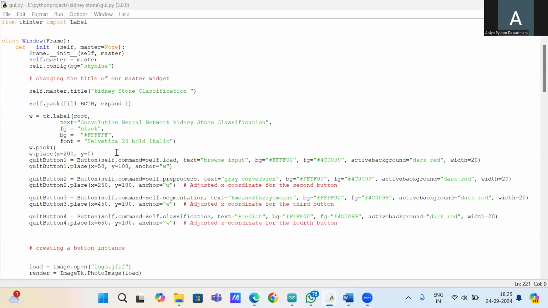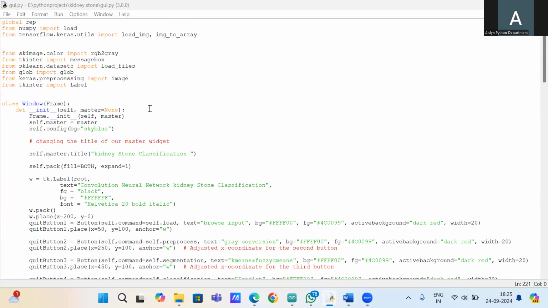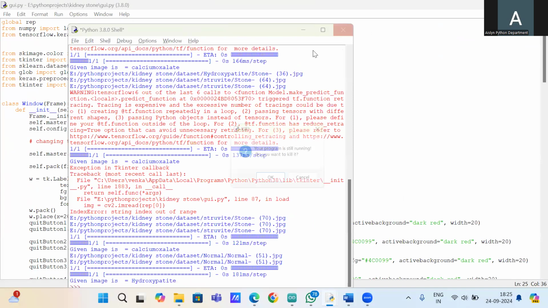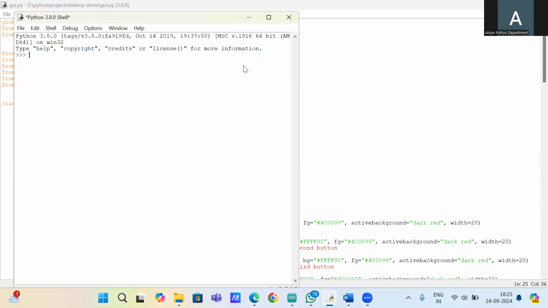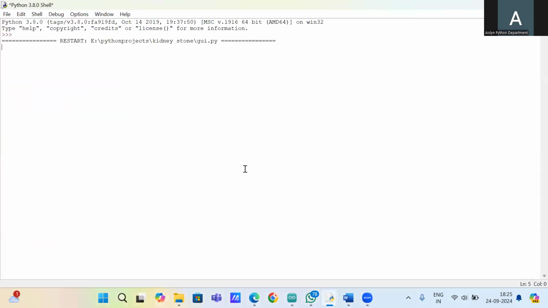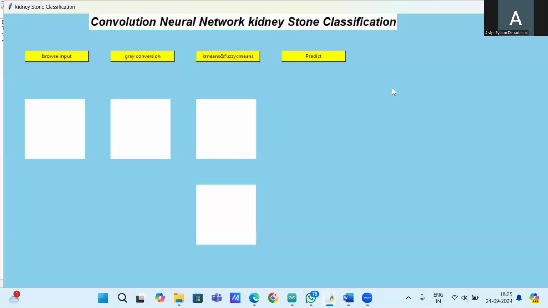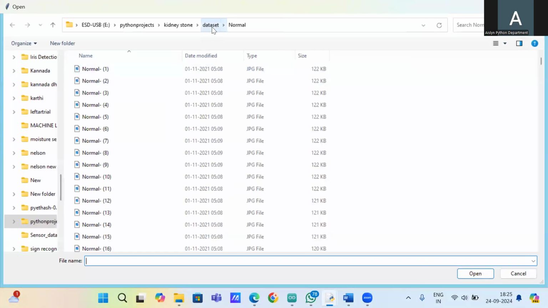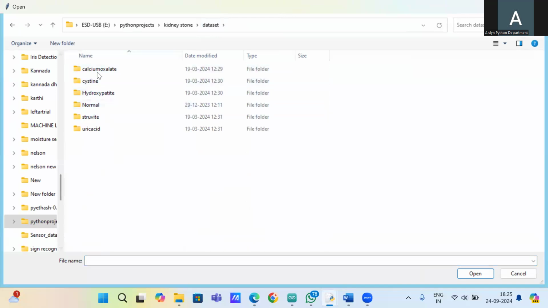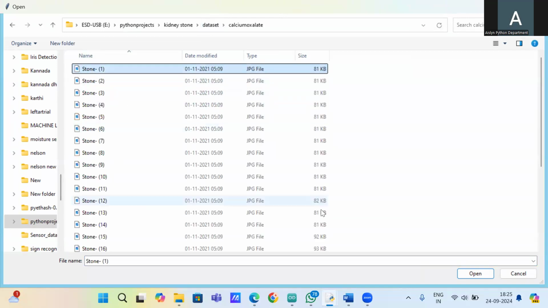Yeah, this is our testing code. I'll run this now. Yeah, this is our GUI. First I will browse the input, any one of the data set. Yeah, this is our data set. In this, I will input any class. I will put this.